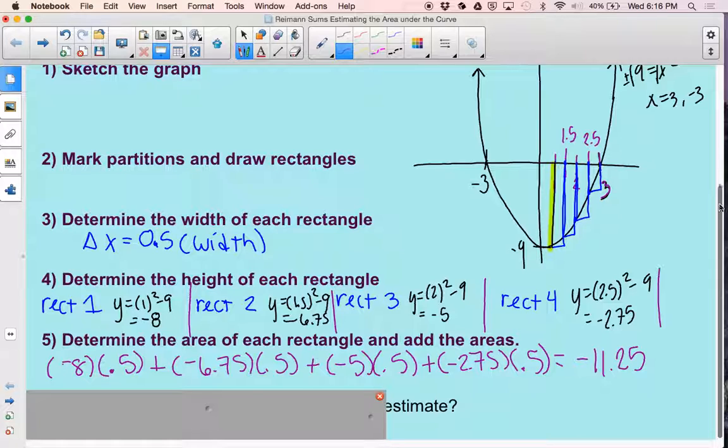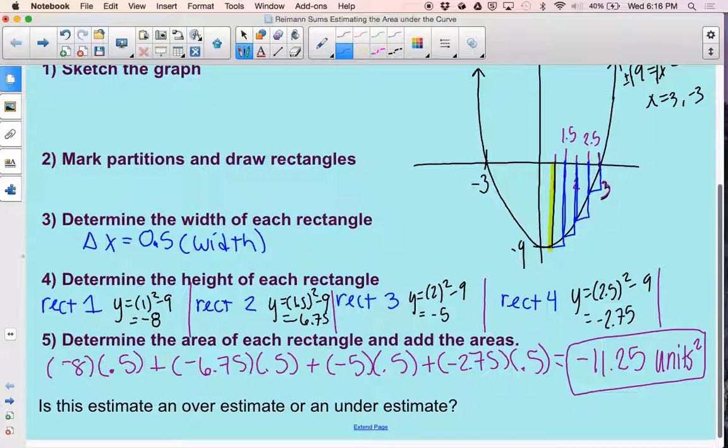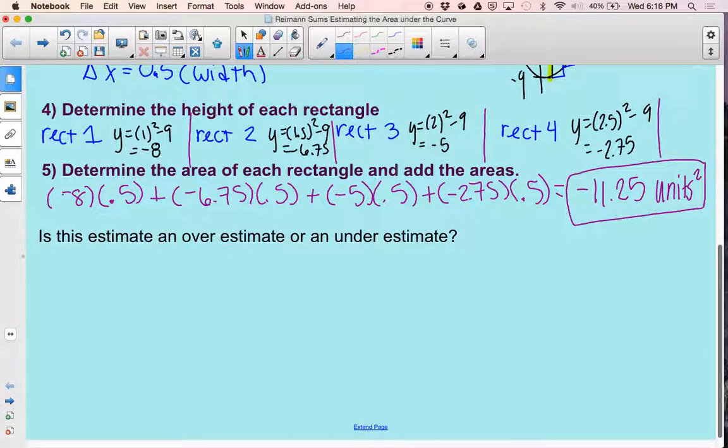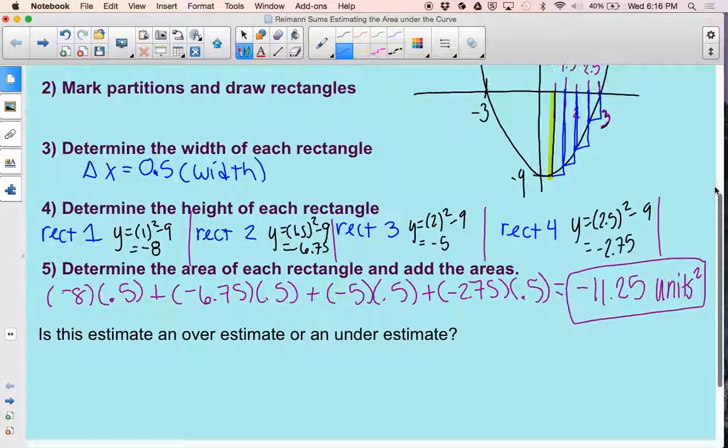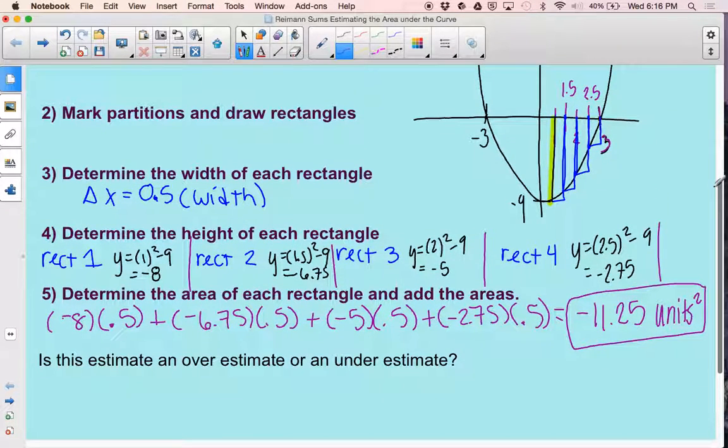Now, that's units squared because we're talking area. So the last question here says, is this estimate an overestimate or an underestimate? Well, you have to look at your rectangles and see if they're not quite filling up that curve or if they're overfilling it. And in this case, they're extending beyond the curve, so this is an overestimate.